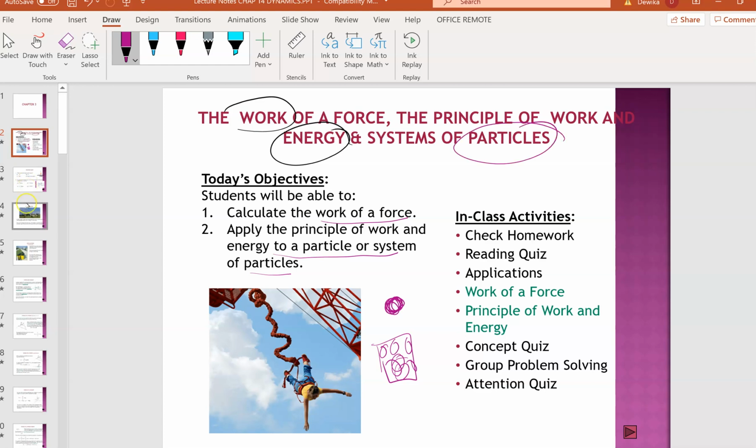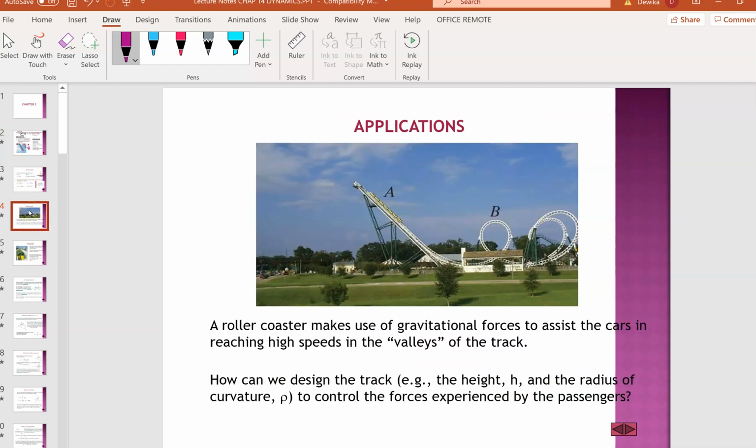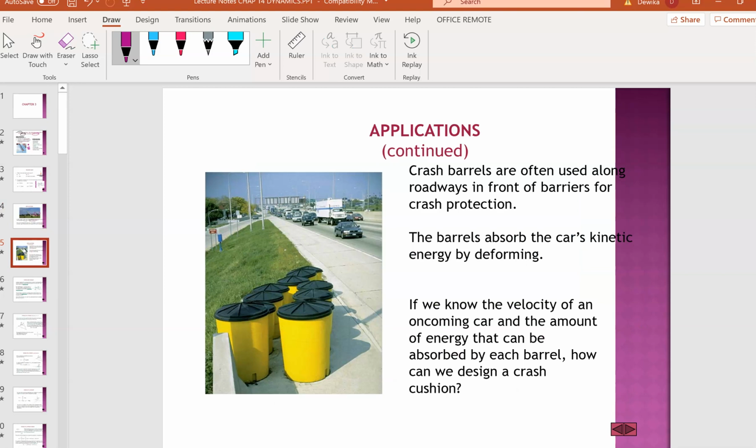Okay, so the application, a roller coaster for example. It uses gravitational force to assist the car to reach high speed in the valleys of the track. You can see there is no motor. It goes down, collects the energy, goes up, comes down, goes up. That's how a roller coaster is designed, so we have to calculate the energy here.